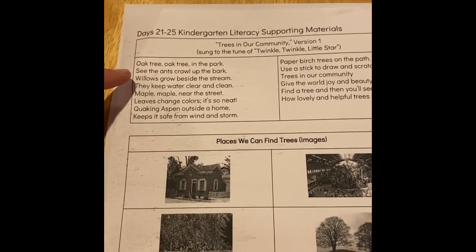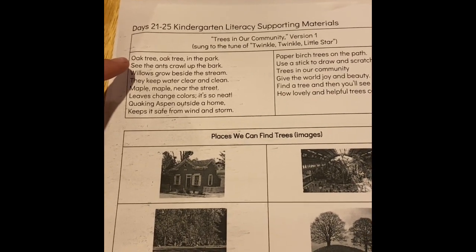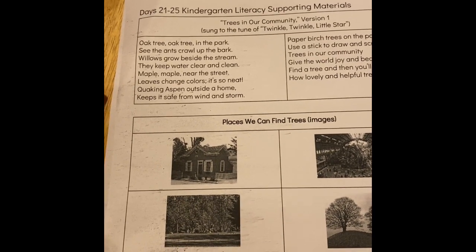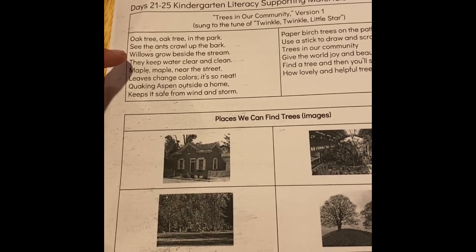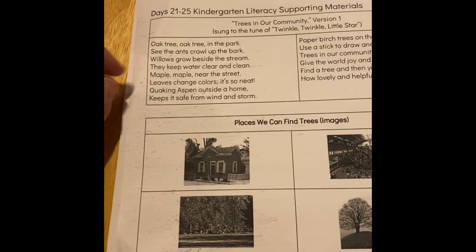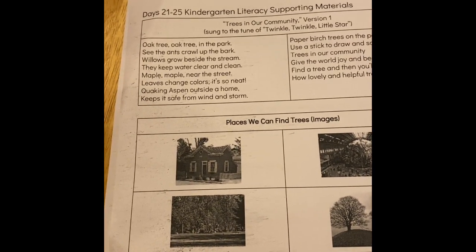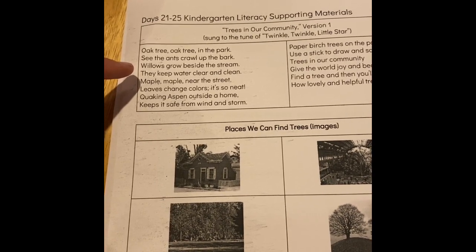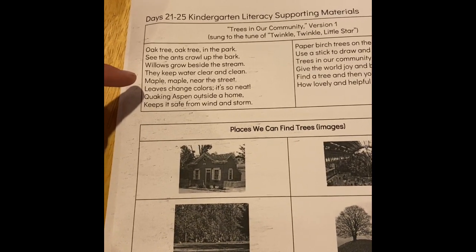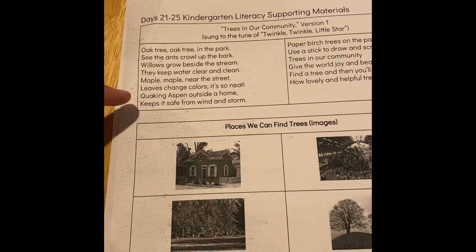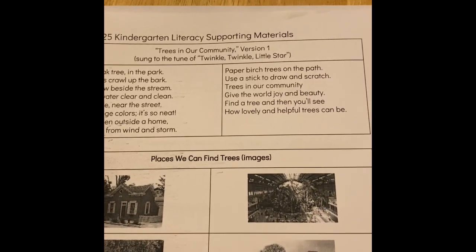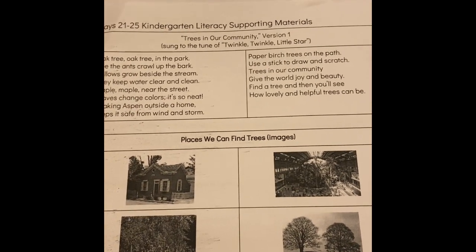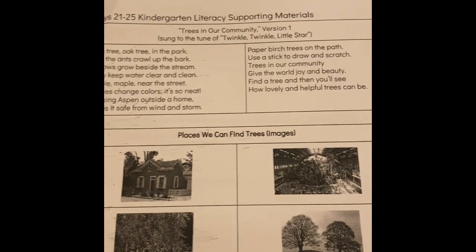So here it says, see the ants crawl. Oh, no, I'm sorry. Oak tree in the park. Oh, so it's telling us where the trees are and maybe some ways that they help the creatures and the community around them. Here, this one says, willows grow beside the stream, maple near the street, quaking aspen outside a home, paper birch trees on the path. So it tells specific places where these trees are around the community.